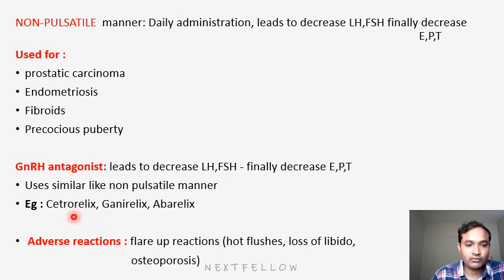Next, the adverse effects of the gonadotropin releasing hormone antagonists are flare-up reactions: hot flushes, loss of libido, and osteoporosis. These are the major adverse effects. The main thing to remember is that gonadotropin releasing hormone analogs end with relin, while gonadotropin releasing hormone antagonists end with relix, such as cetrorelix and abarelix. You have to remember that major difference between relin and relix.